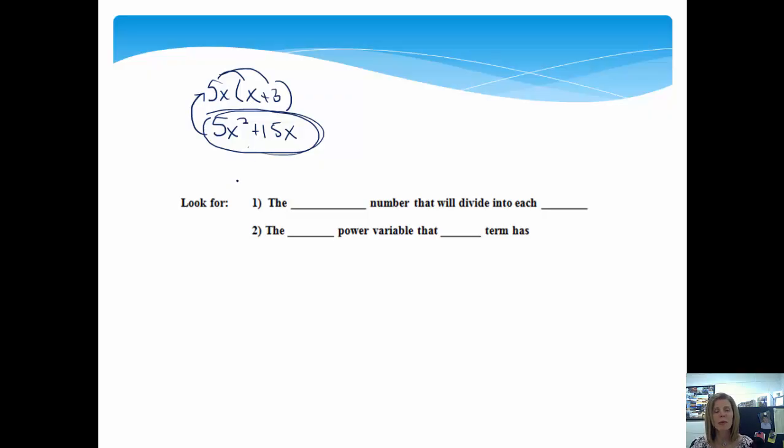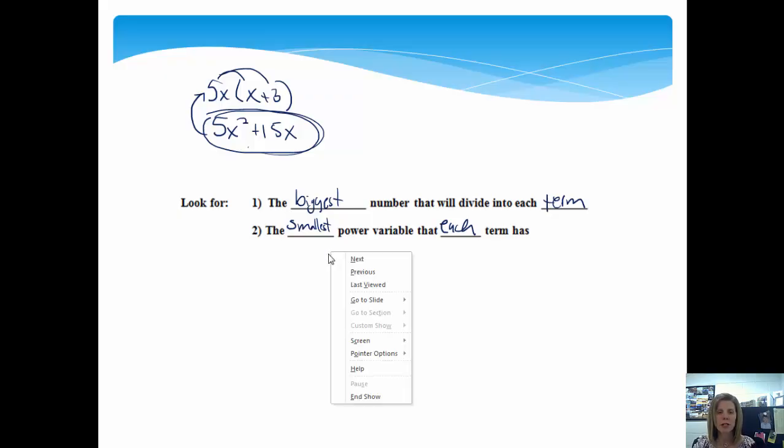So when we're doing this by GCF, we're going to be looking for the biggest number that will divide into each term. And then we're going to be looking for the smallest power variable that each term has. All right, so now we're just going to go ahead and do some examples here.